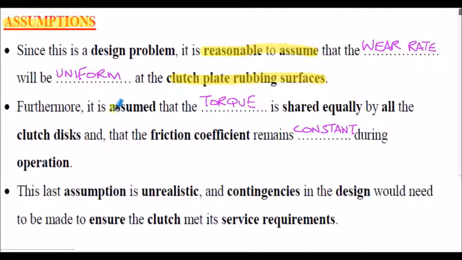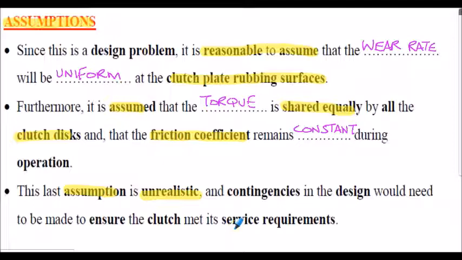It's also assumed that the torque is equally shared by all the clutch discs, and also that the friction coefficient remains constant across the entire clutch face here. The last assumption is considered rather unrealistic in most textbooks. It makes the analysis easier, because a varying friction coefficient really does complicate the analysis. You'll see the analysis is quite complicated anyway. You complicate it still further if you have a varying friction coefficient across the surface. So we often assume a constant friction coefficient, but that does put errors, it does put assumptions into the calculations.